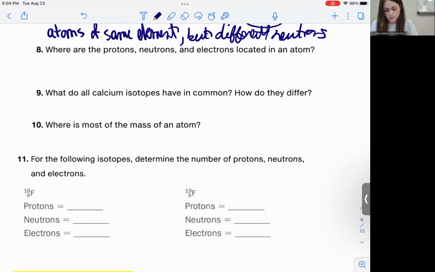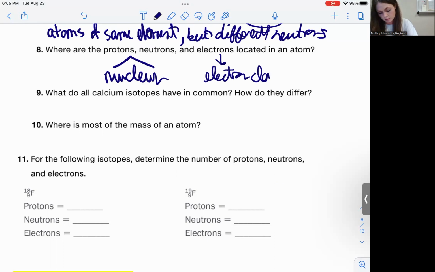Where are the protons, neutrons, and electrons located in an atom? The protons and neutrons are in the nucleus. The electrons are in the electron cloud.